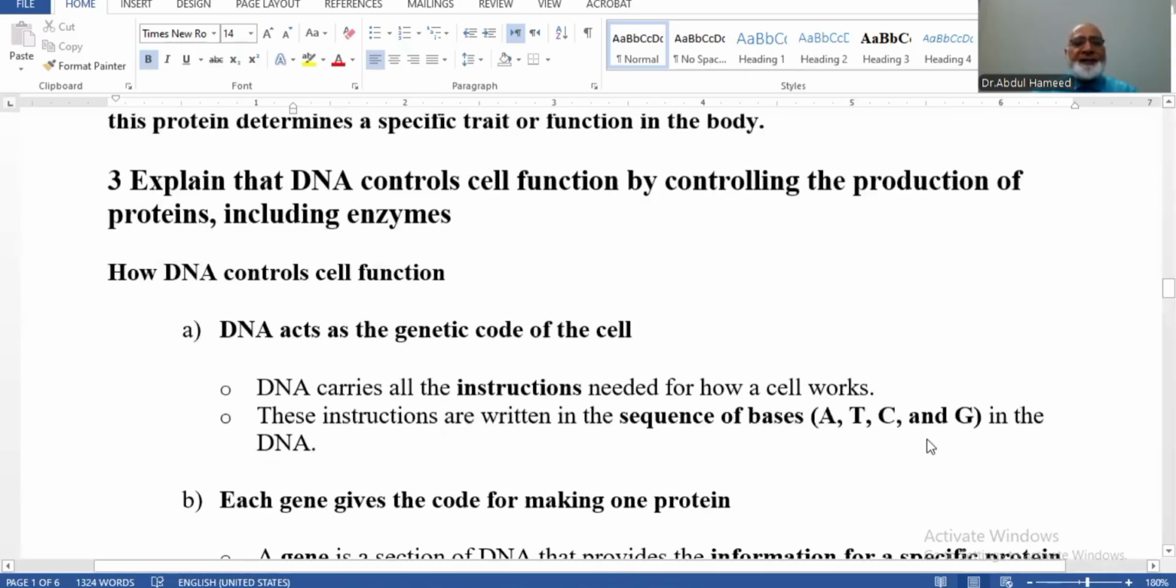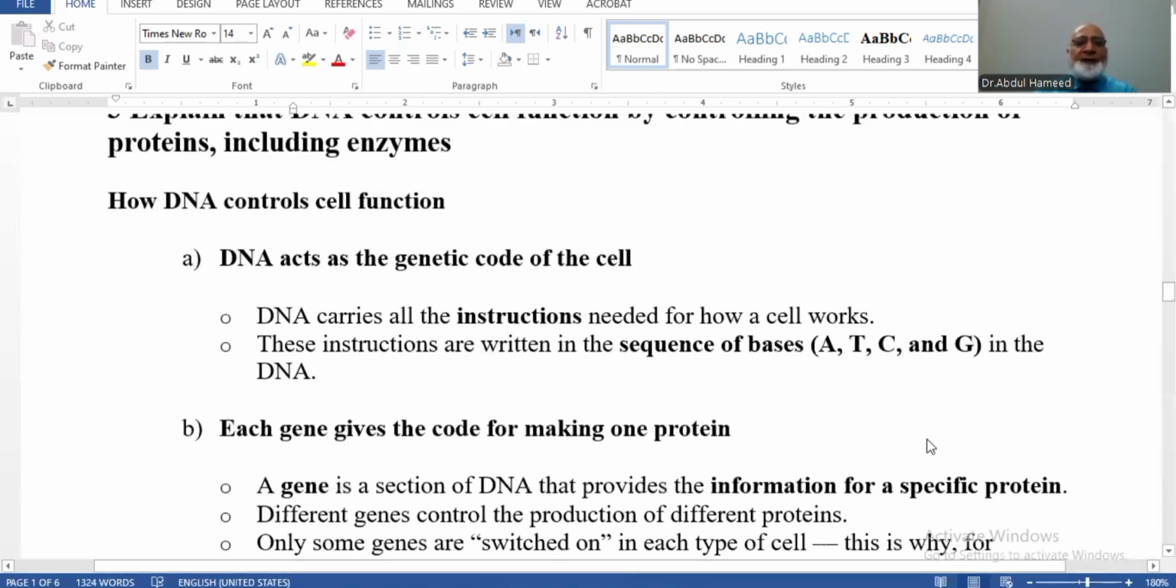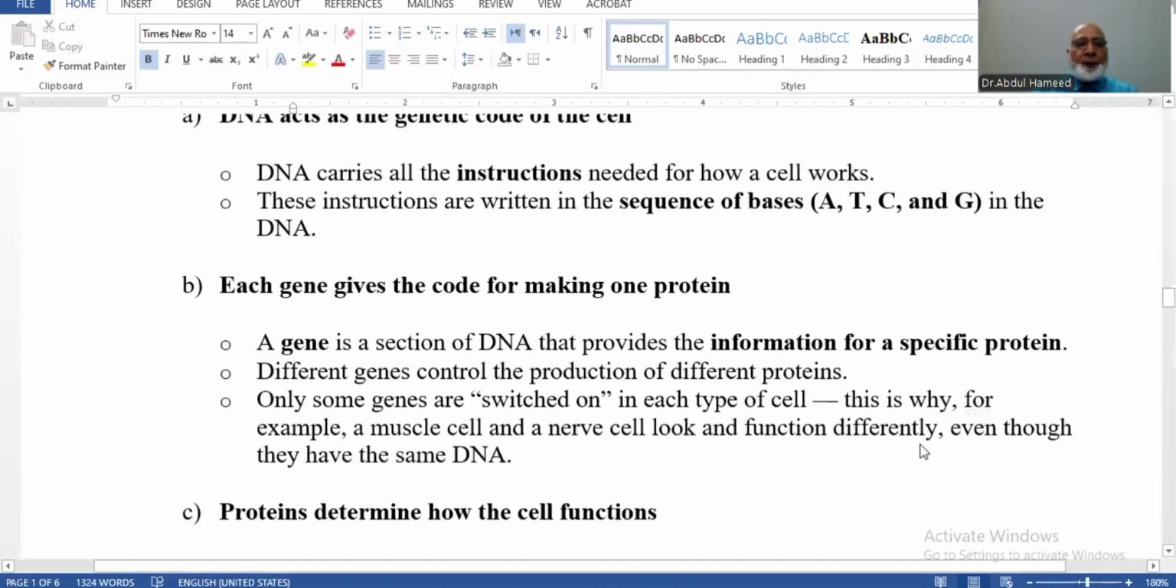DNA acts as a genetic code for the cell. This is important. DNA carries all the instructions a cell needs to know how to work. These instructions are written in the sequence of bases A, T, C, and G in the DNA, in a specific sequence and specific order. Each gene gives the code for making one protein. A gene is a section of DNA that provides the information for a specific protein. Different genes control the production of different proteins.